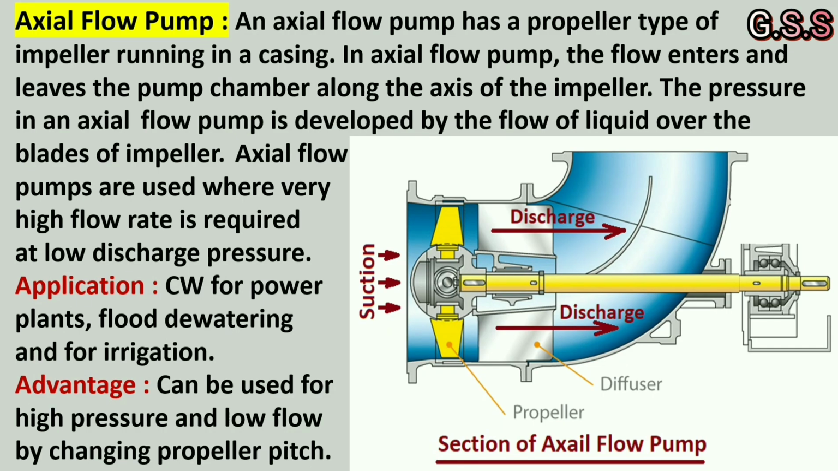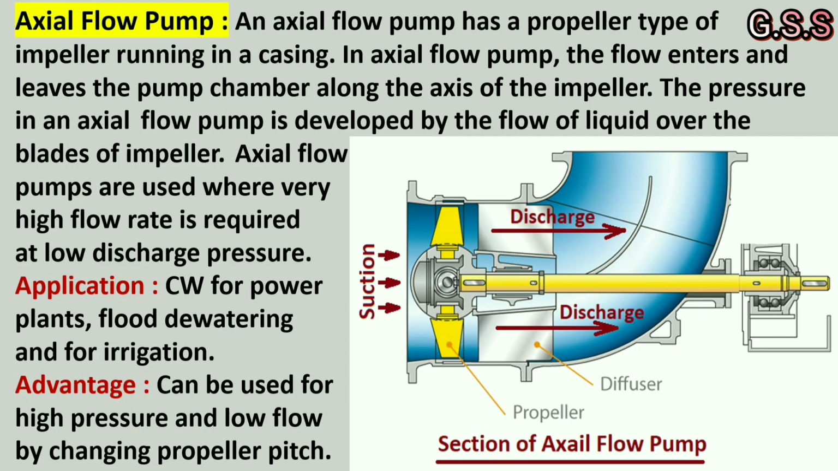An axial flow pump has a propeller type of impeller running in a casing. In axial flow pump, the flow enters and leaves the pump chamber along the axis of the impeller. The pressure in an axial flow pump is developed by the flow of liquid over the blades of the impeller. Axial flow pumps are used where very high flow rate is required at low discharge pressure. They are used for cooling water supply to power plants, flood dewatering, and for irrigation.